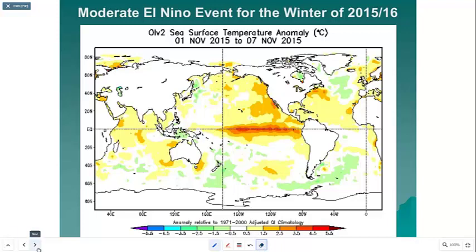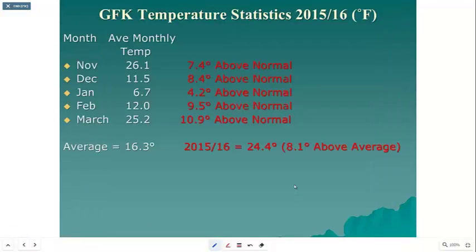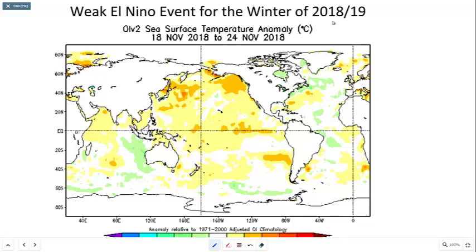How did we do? One of the warmest winters we've experienced in the past couple decades. Every single month was above normal, with March being almost 11 degrees above normal. So 8.1 degrees above normal overall. Very impressive. And this was 2018-19, weak El Nino, so that would be a predictor for being above normal temperatures.